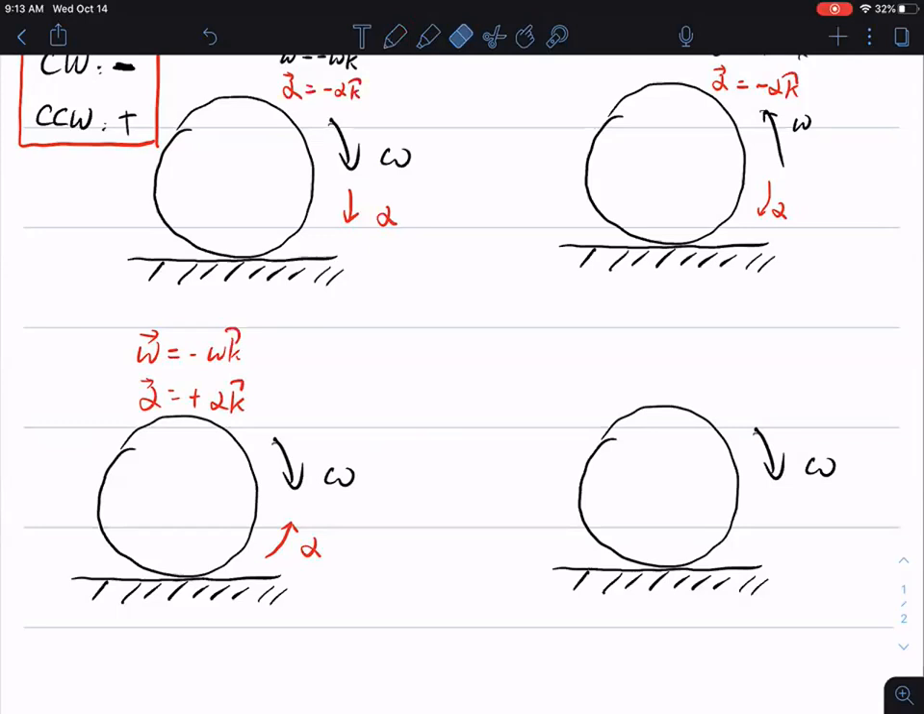Okay, we have one last situation, which is where both our omega and alpha are going counterclockwise. Under this case, our omega is positive. Our alpha is also positive.